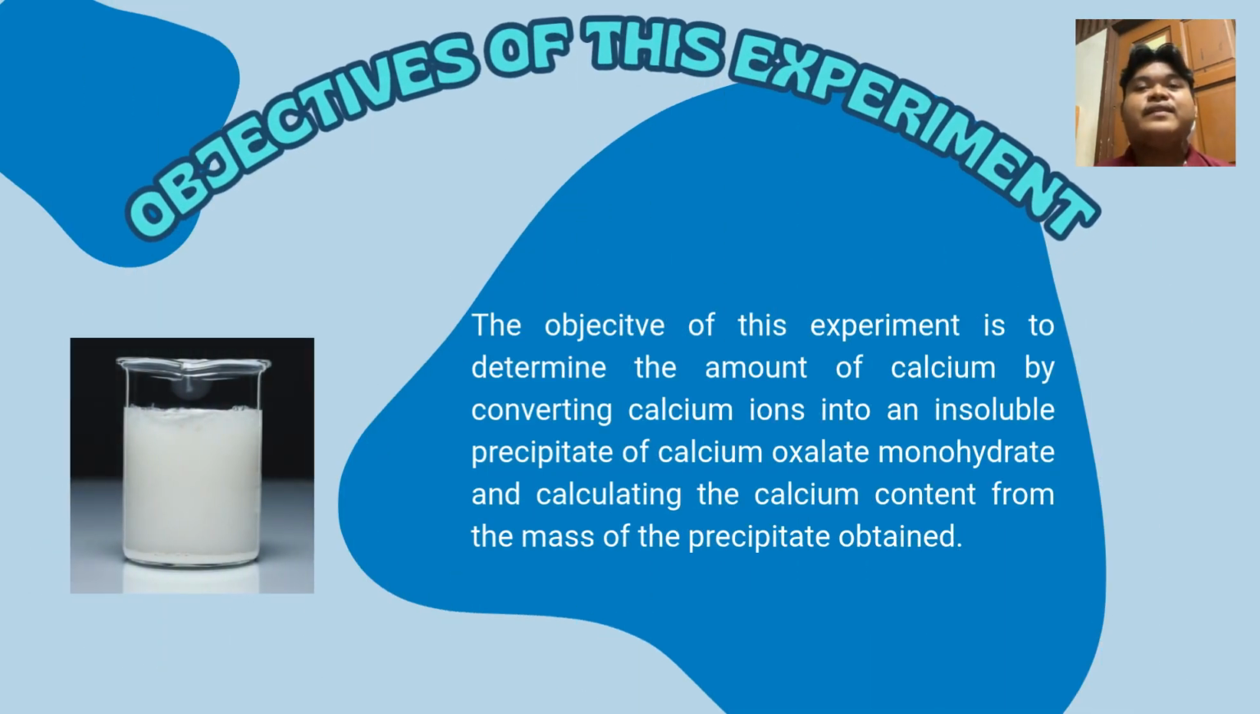The objective of this experiment is to determine the amount of calcium by converting calcium ions into an insoluble precipitate of calcium oxalate monohydrate and calculating the calcium content from the mass of precipitate obtained.